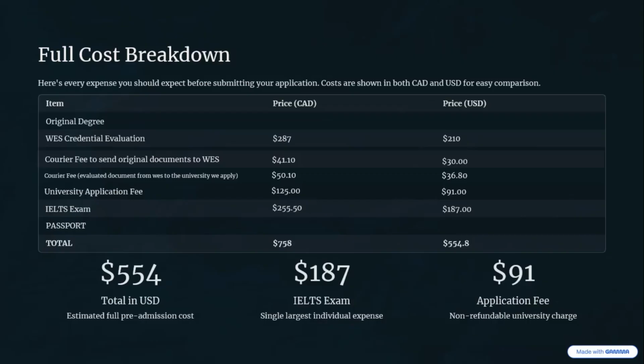Another payment related to the courier fee comes after your evaluation is complete by WES. Your document from WES is then sent to the specific university you apply to. They're going to charge you like $36 per university, or in Canadian dollars about $50. You have to make sure of these payments, they're all related to WES, to be honest.